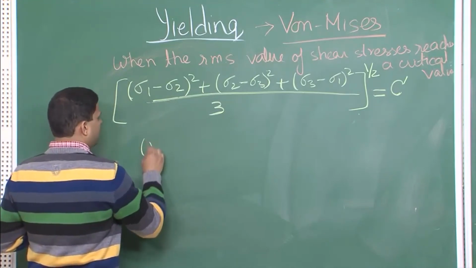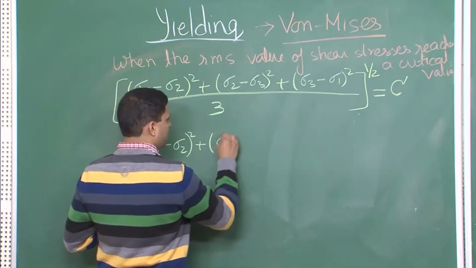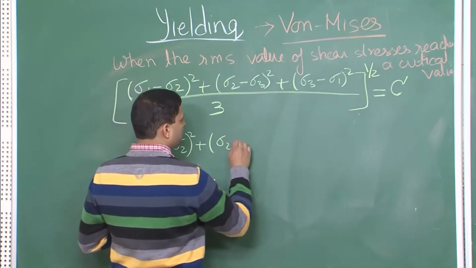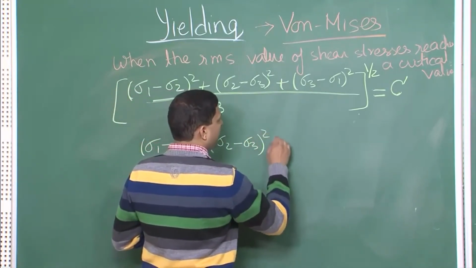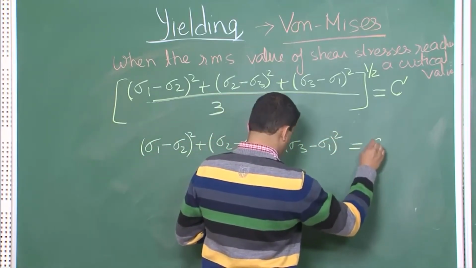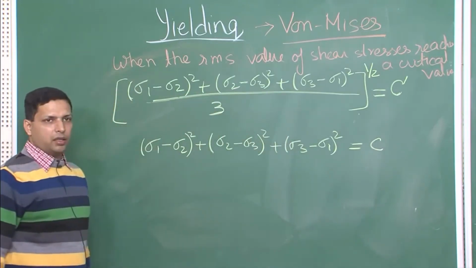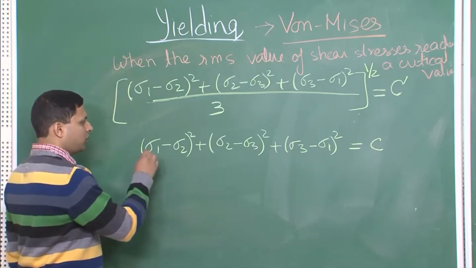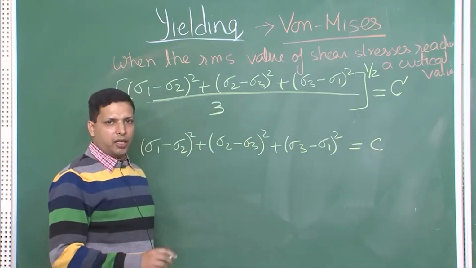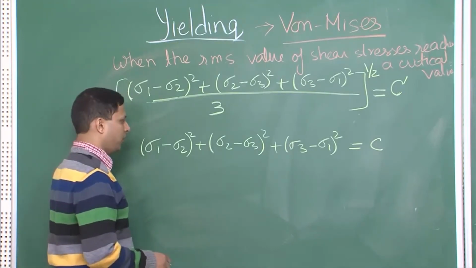Now, here we can simplify it to a certain extent and say that since 3 is a constant, we can take the square on both sides. So, this can be further simplified into this form. This is just the same thing, but rewritten in a slightly different way. So, this left hand side value again should reach some predefined constant C, and then we will be able to say that the material has started to yield.